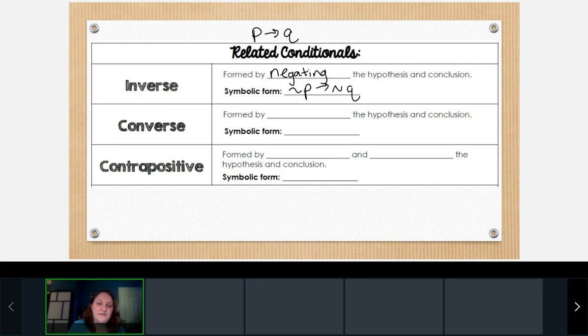Okay. The converse is formed by switching the hypothesis and the conclusion. So in symbols, that would say if Q, then P. And that's what some of you are writing in the chat over there with the obtuse angles. And we're going to see examples of all of these in just a moment. The contrapositive is formed by negating and switching the hypothesis and conclusion. And so in symbols, that would say if not Q, then not P.